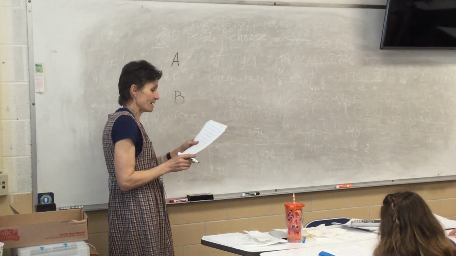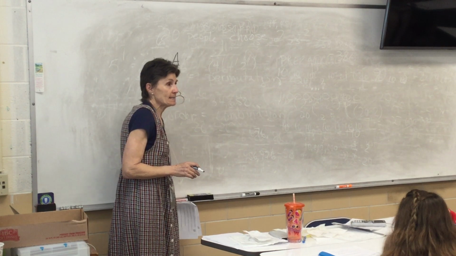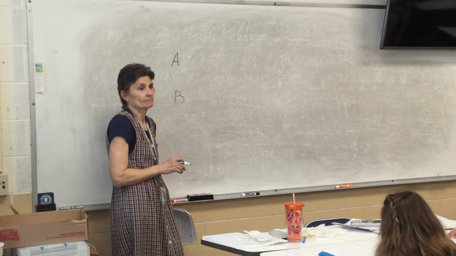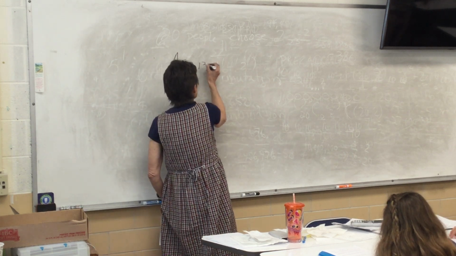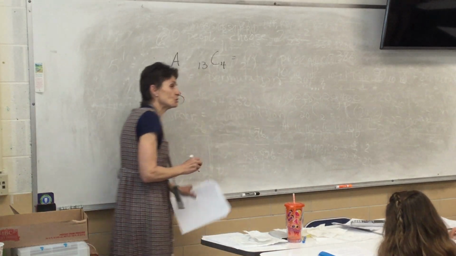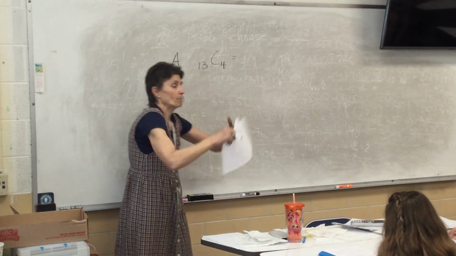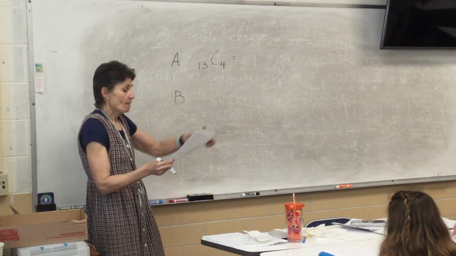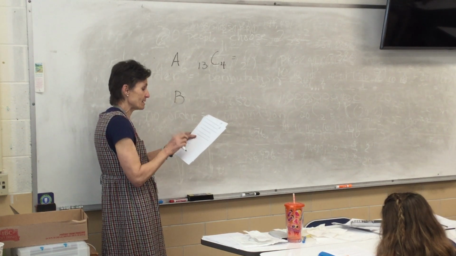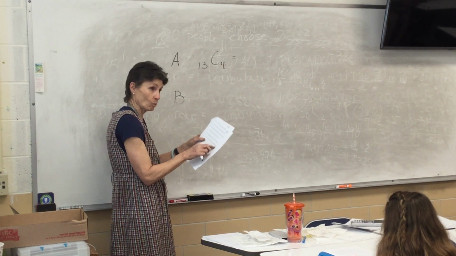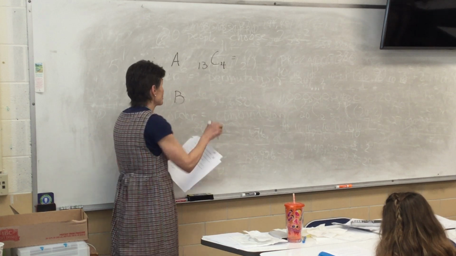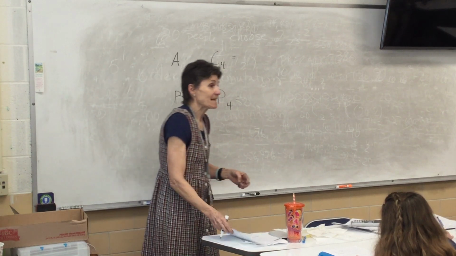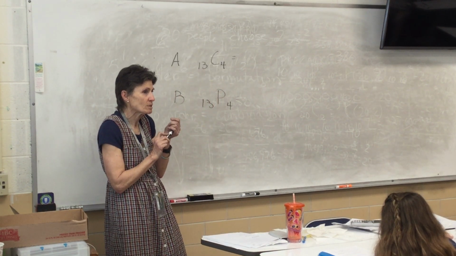So problem A, 13P4 or 13C4? C4. A is a C problem because you are picking a group. You're not designating specific jobs. But in problem B, you are choosing specific roles for the people. So that one is a 13P4. I know this is day one, but do you sort of see the difference between the two problems?